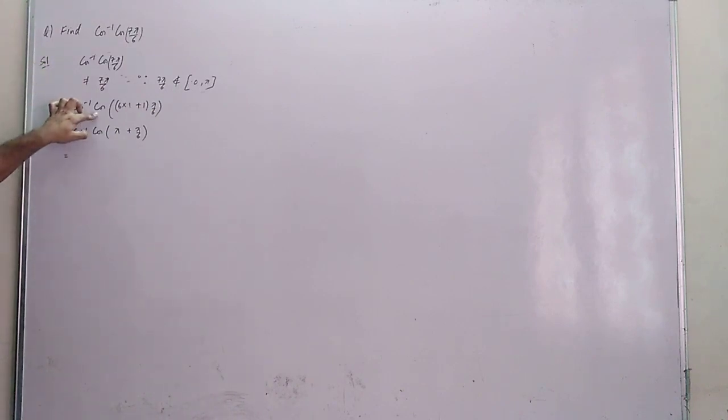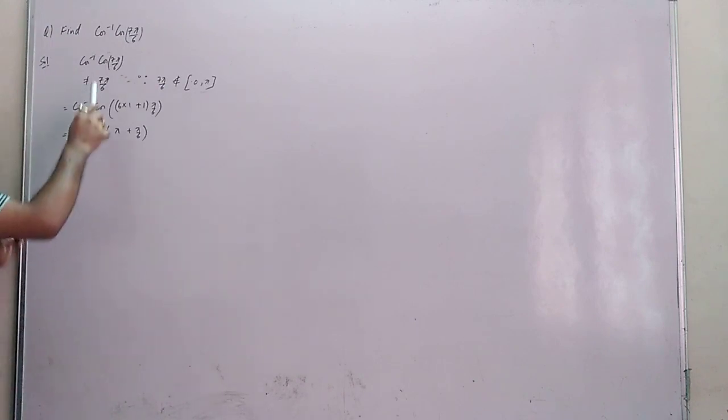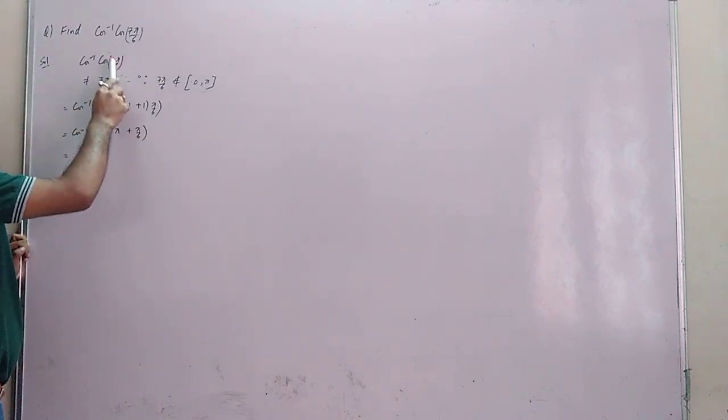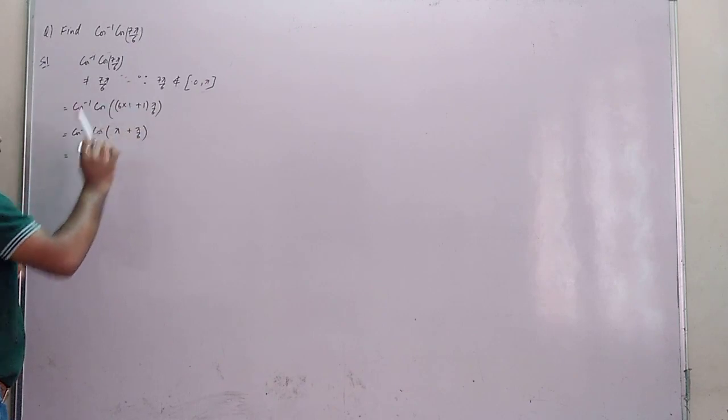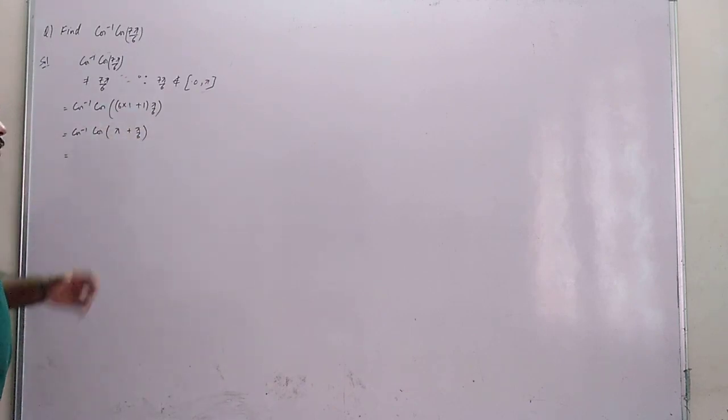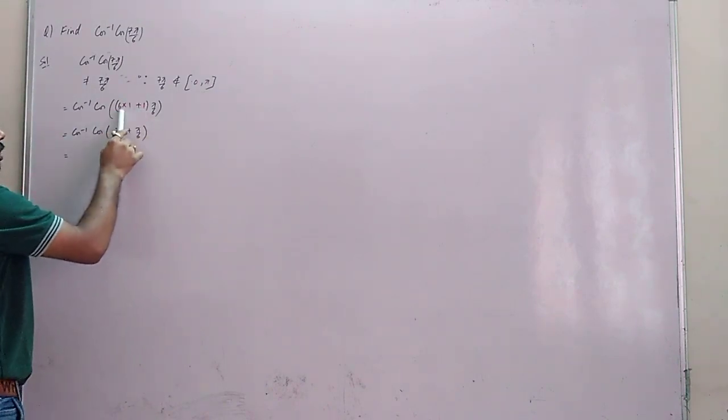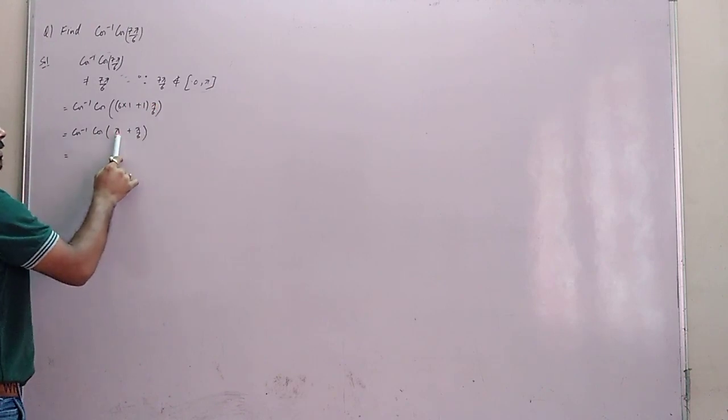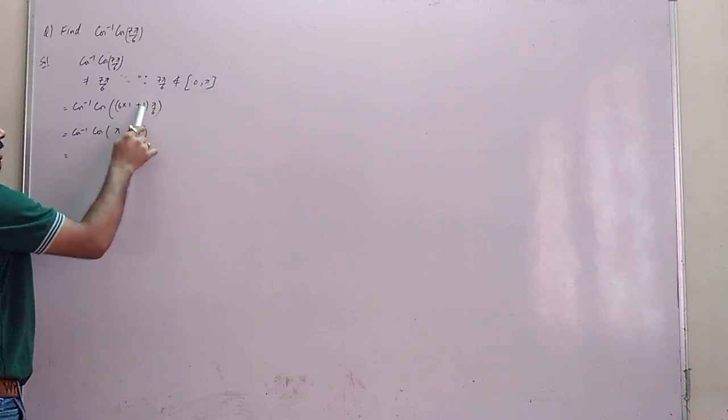Cos inverse cos. How to break? Break the numerator in terms of the denominator. So what is the numerator? 7. What is the denominator? 6. So how to break 7? 6 into 1 plus 1. Always break the numerator in the form of the denominator, class. Okay, so 6 into 1 plus 1. If you multiply 6 into pi by 6, it becomes pi. This into this plus this into this.